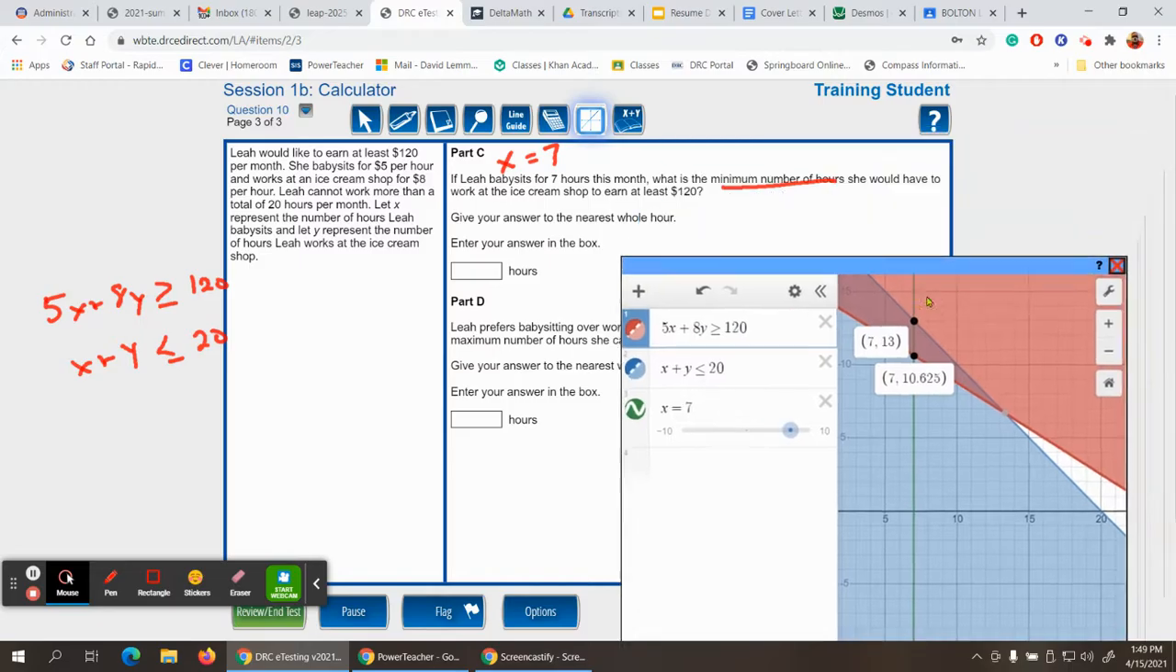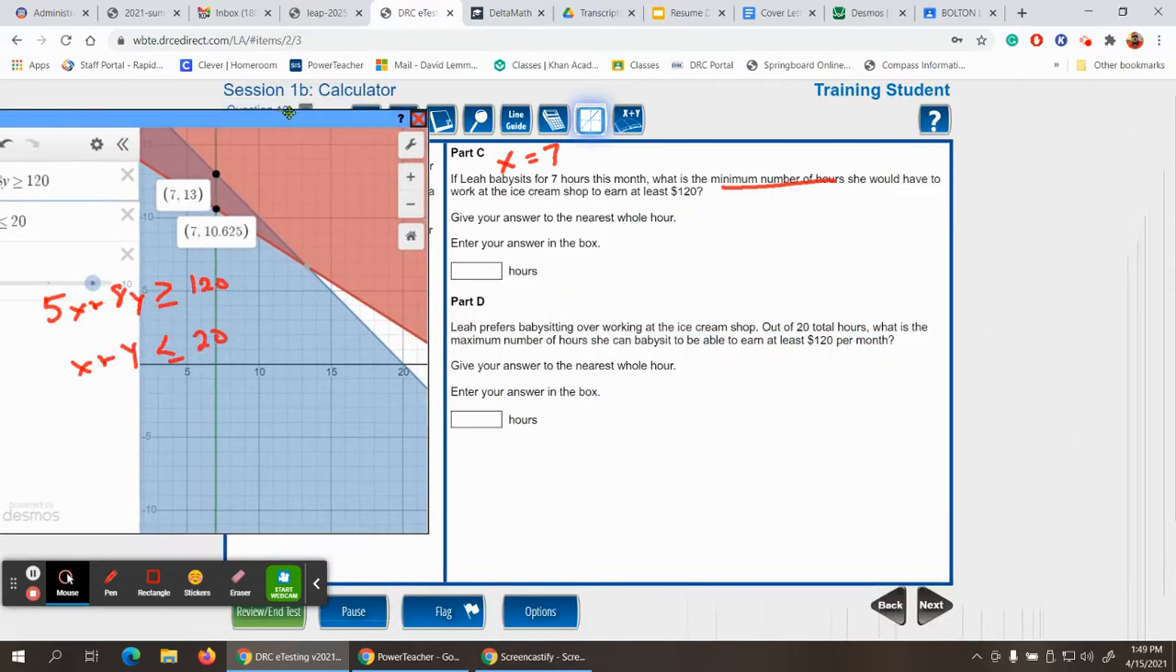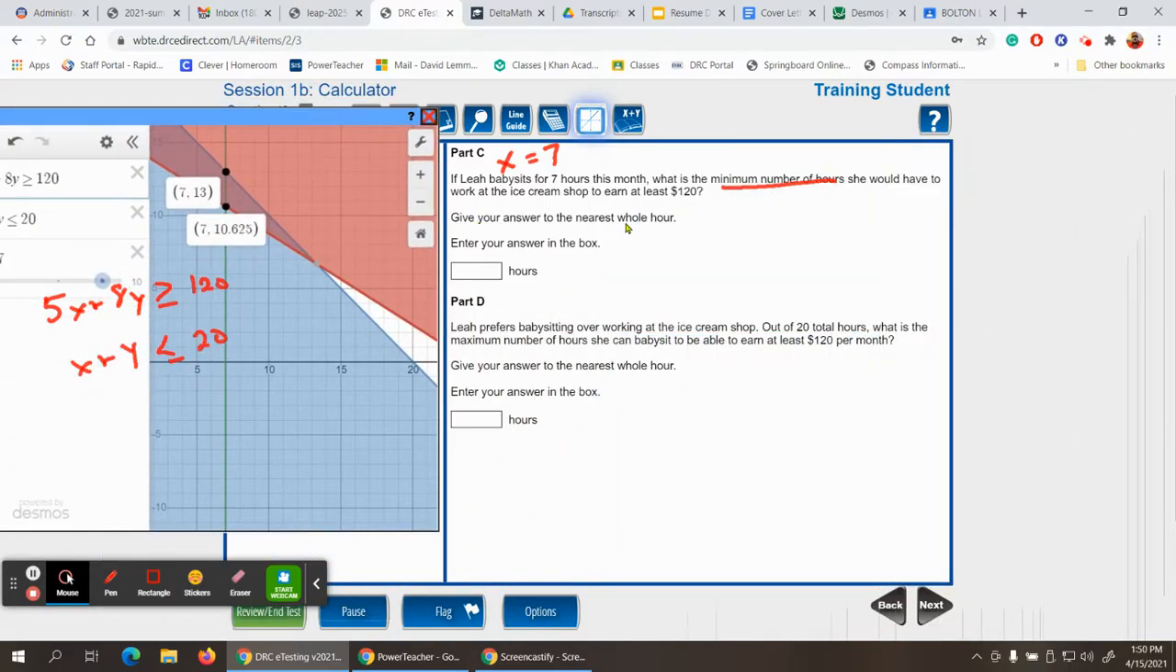Okay? And it says, give your answer to the nearest whole hour. So 10.625, that's 6, rounds up plus 1, giving me 11. So this is 11.